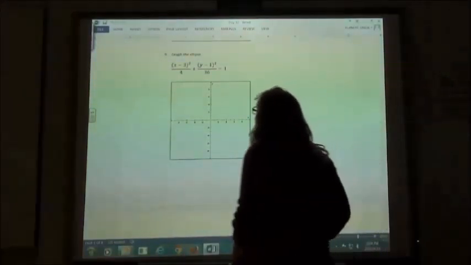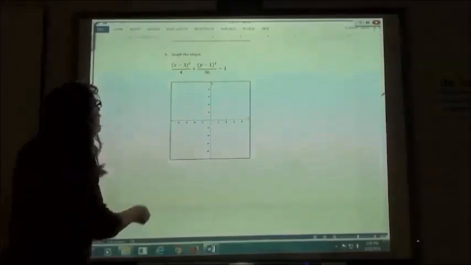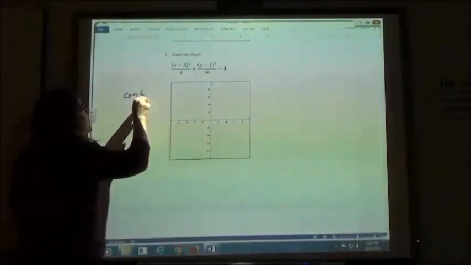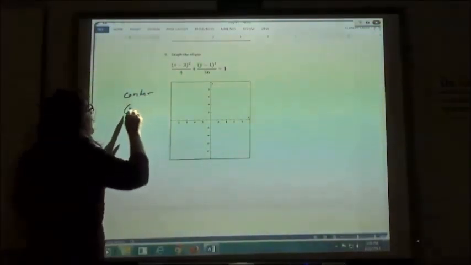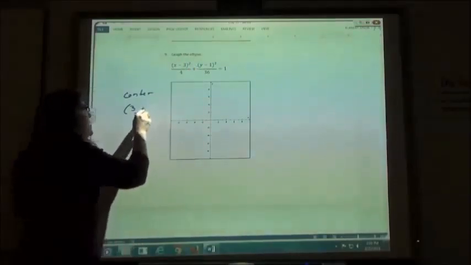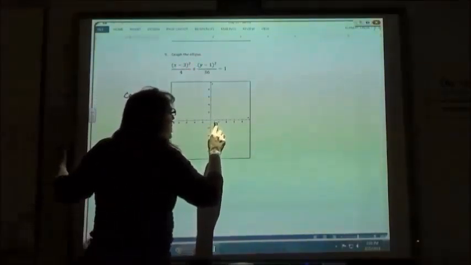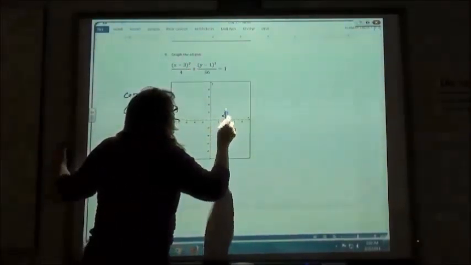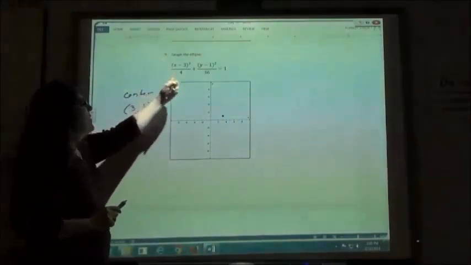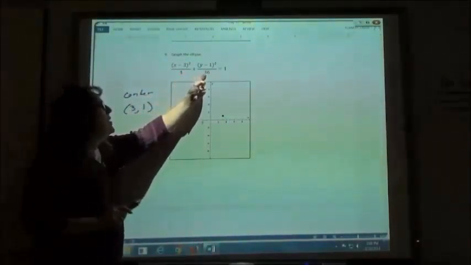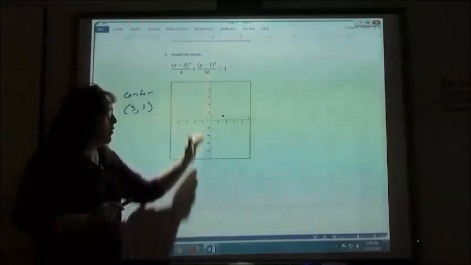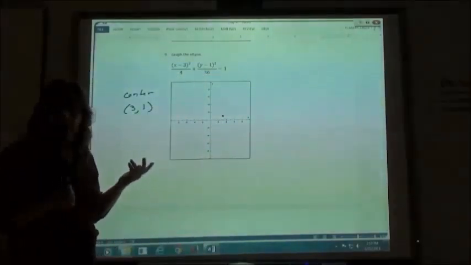Number 9. Again, my center is going to be at a positive 3 and a positive 1. So 1, 2, 3, 1. Now notice on this one, this value is smaller than this one is, so this one's going to be taller than it is wide. But it's the same thing you're doing.